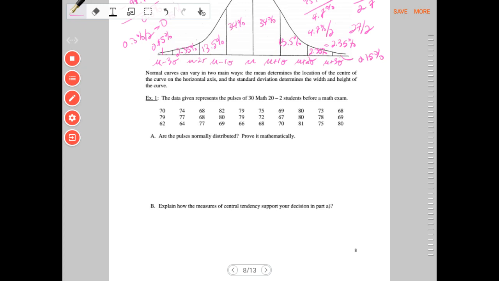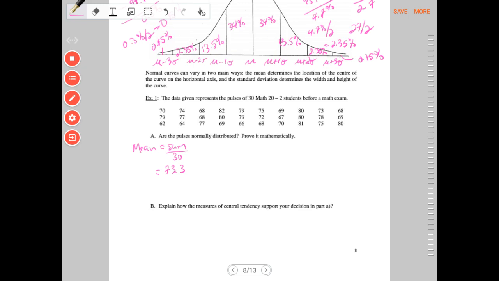In order to prove it mathematically, we have to show that the mean, the median, and the mode are all relatively the same. Again, you can use your graphing calculator to help you figure out the mean and the median. The mean you could find by adding them all up, taking the sum and dividing by 30, or your calculator will do it for you if you put it into your lists.